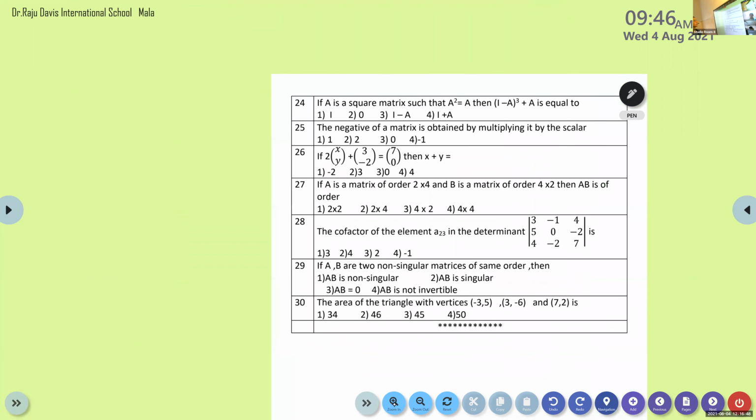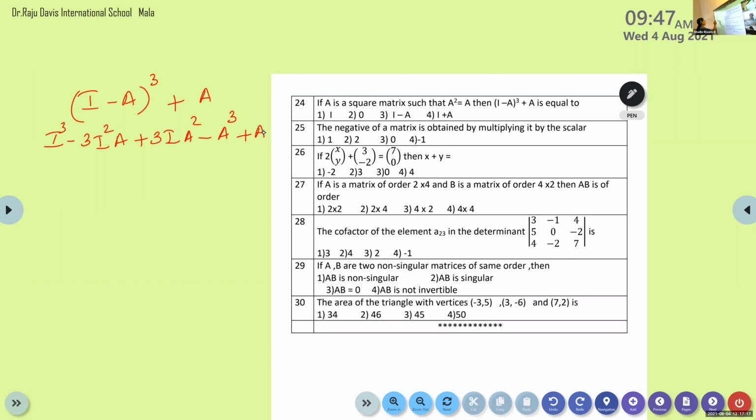Next one. A is a square matrix such that A square is equal to A. Then what is I minus A the whole cube plus A? What is A minus B the whole cube? A minus B the whole cube is A cube minus 3A square B plus 3AB square minus B cube. So I minus A the whole cube plus A, isn't it?